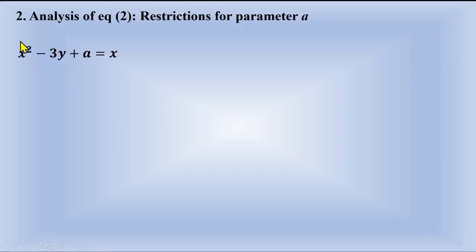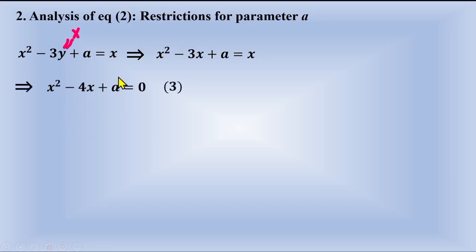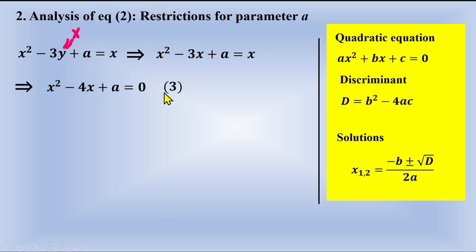Now we will analyze equation 2, which is here. We know that y is equal to x, so we can rewrite it in this form. We move x to the left, simplify the equation a little, and denote it as equation 3. Now we need to recollect some information about the quadratic equation, the concept of discriminant, which is given by this formula, and the solutions of a quadratic equation are given by this formula.